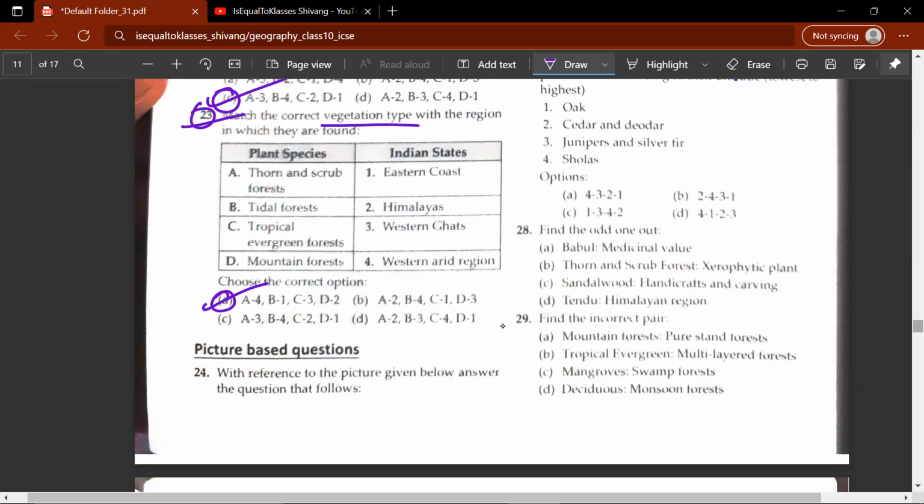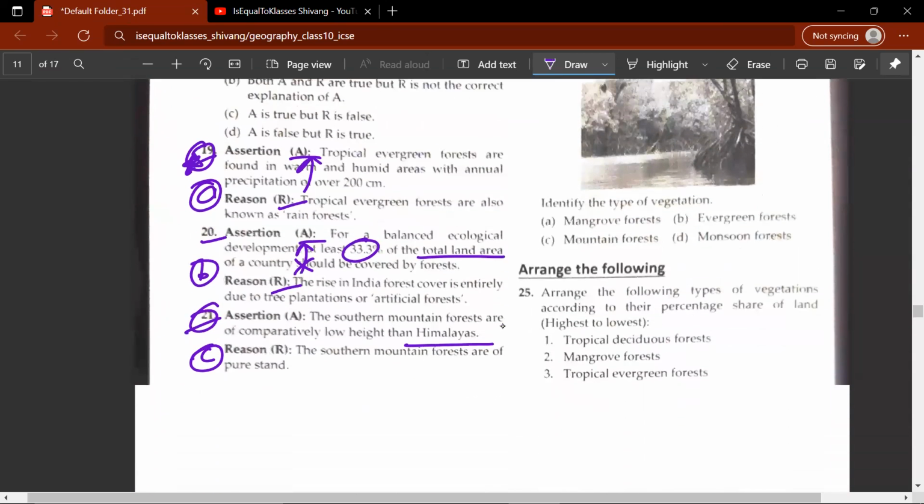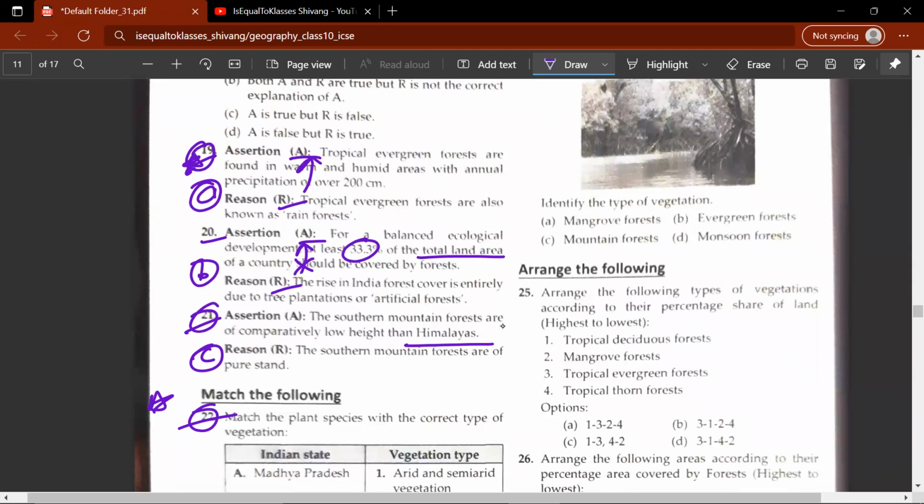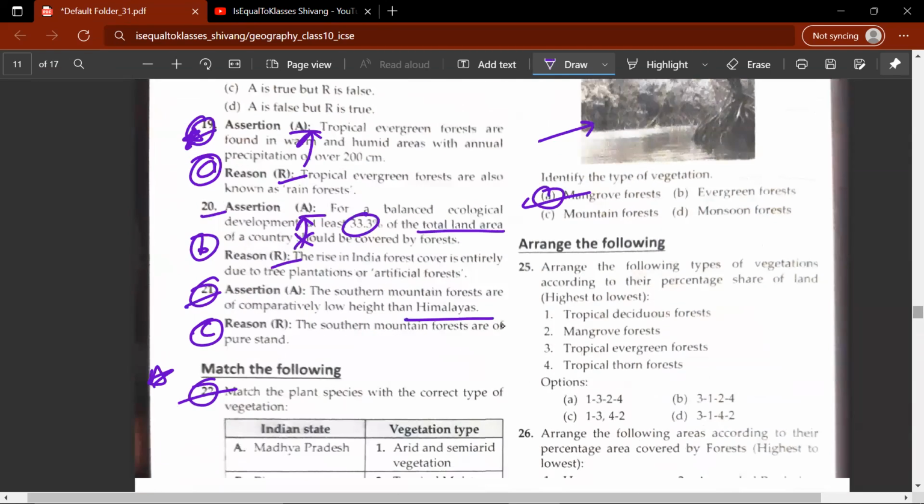The picture-based questions. The 24th question. Identify the type of vegetation. So look at the picture and observe and answer the following questions. So for this, the correct answer would be, of course, mangrove forests.